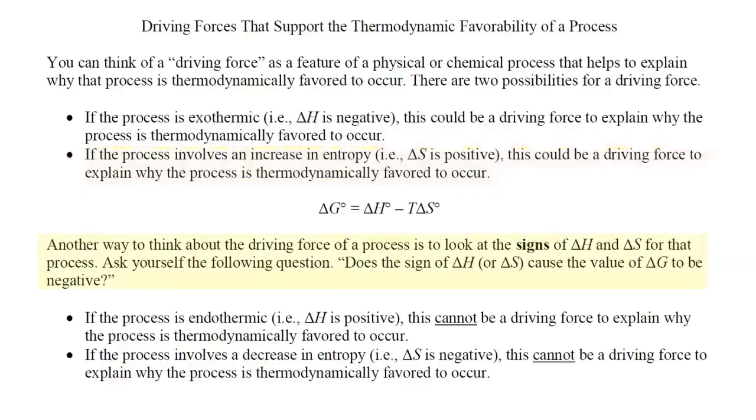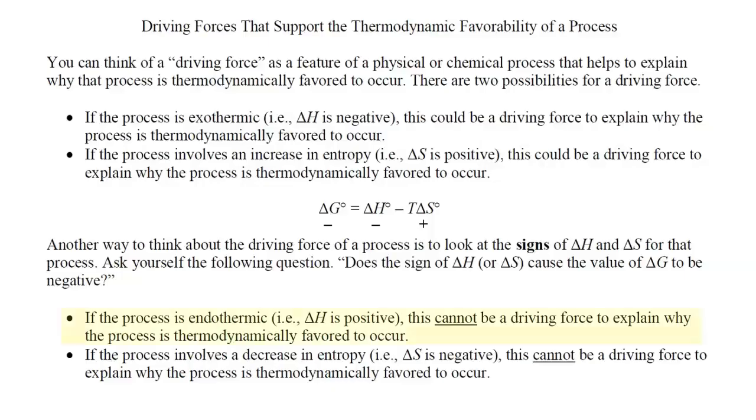And another way to think about the driving force of a process is to look at the signs of delta H and delta S for that process and ask yourself the following question. Does the sign of delta H or delta S cause the value of delta G to be negative? So here we have the Gibbs free energy equation, and we'd like the delta G to be negative. So a negative delta H or a positive delta S would cause the value of delta G to be negative.